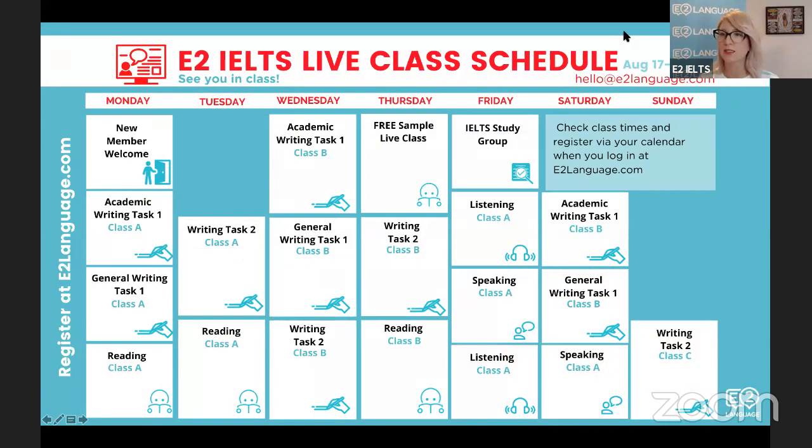Now, this week, this is our live class schedule. So where are we? We're here Thursday, free sample class. You can see coming up later today, we have a writing task 2 class. This is 1.5 hours. Reading class is 1 hour. Tomorrow, look at this huge day. We've got study group, listening class, speaking, and we repeat our listening class for those of you in Canada or America, so you can catch up later. So over the weekend, we have our writing classes as well.